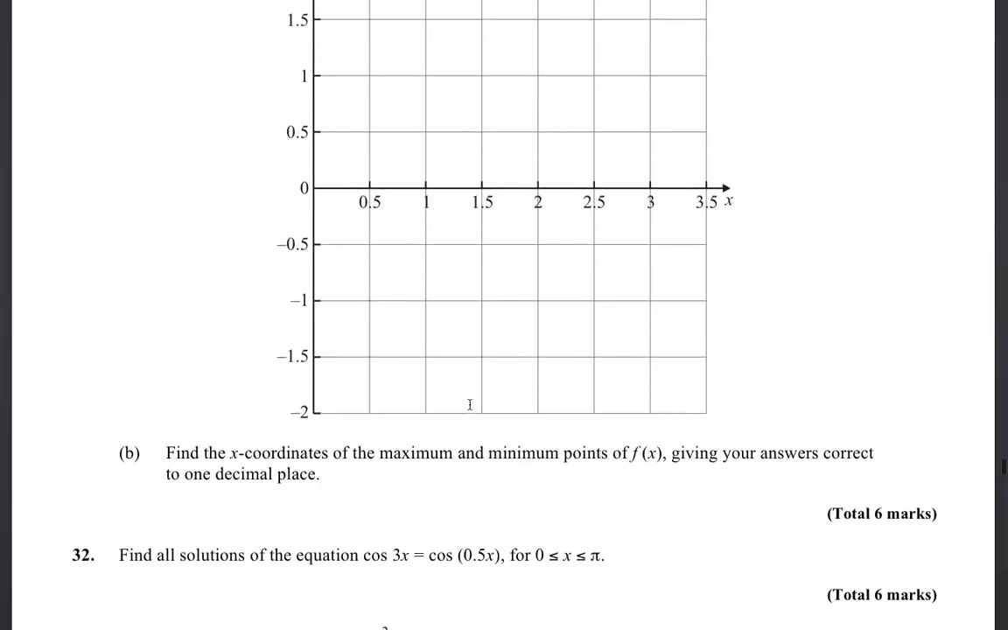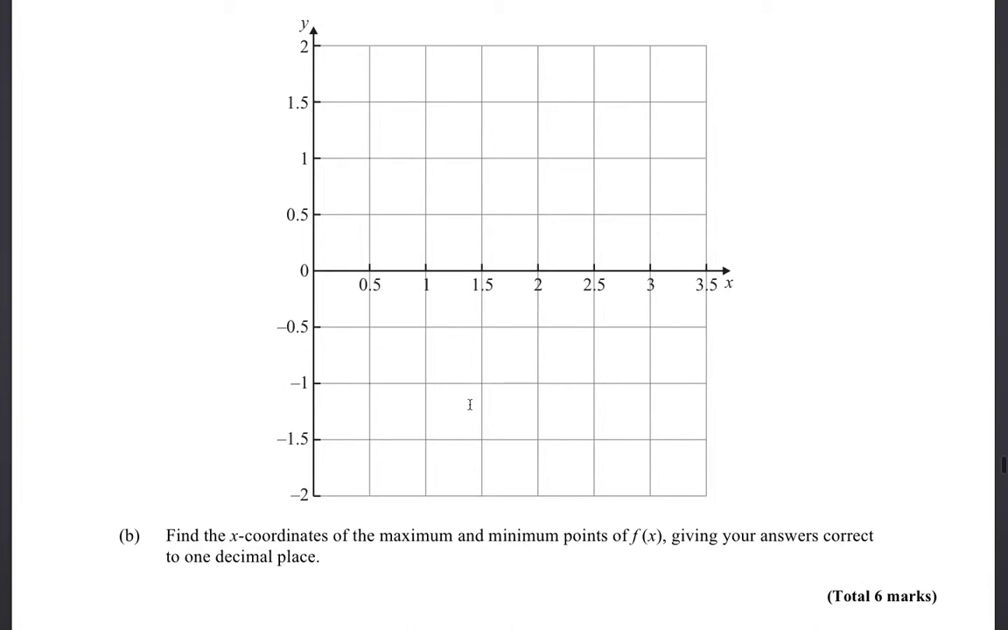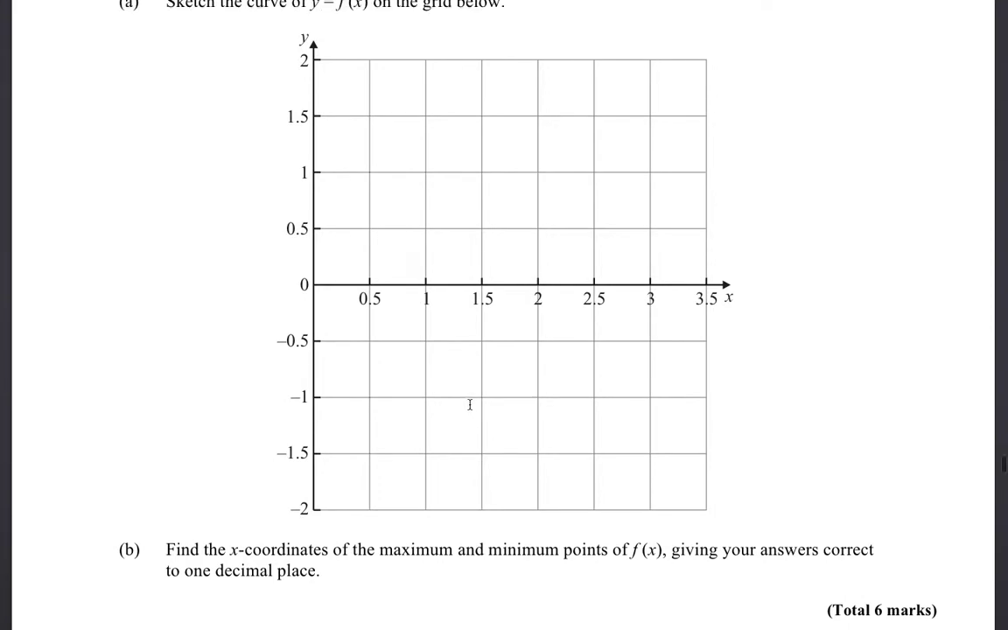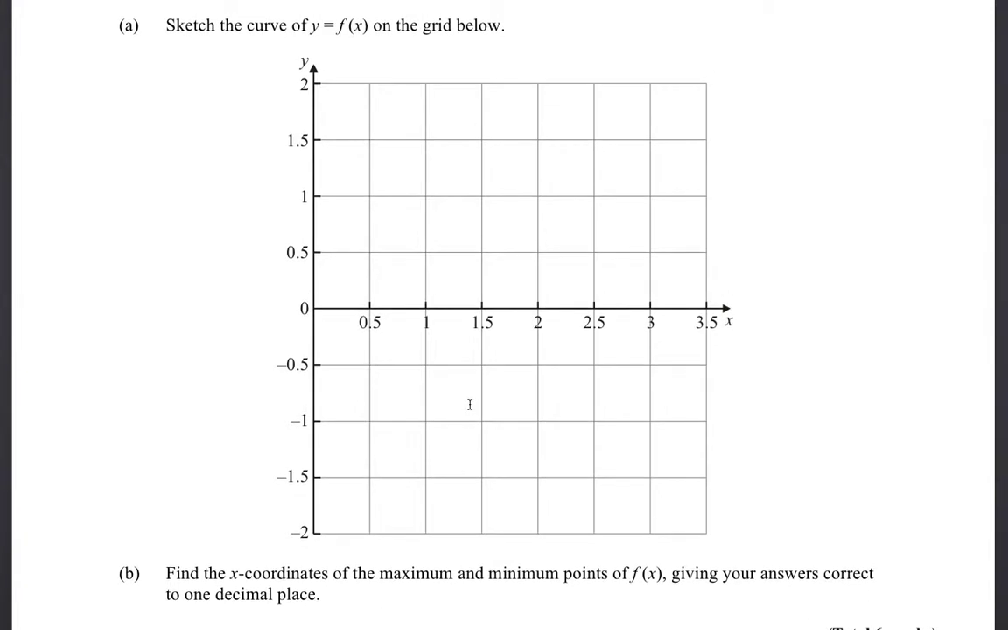So the next question is, find the x coordinates of the maximum and minimum points, giving your answers correct to 1 decimal place. Quite simple. So let me solve max. So you get 0.3. They have given very clearly that the answer should be in 1 decimal place. So 0.3 is one answer, and the other answer is 3.4. Okay, so these are the two values.